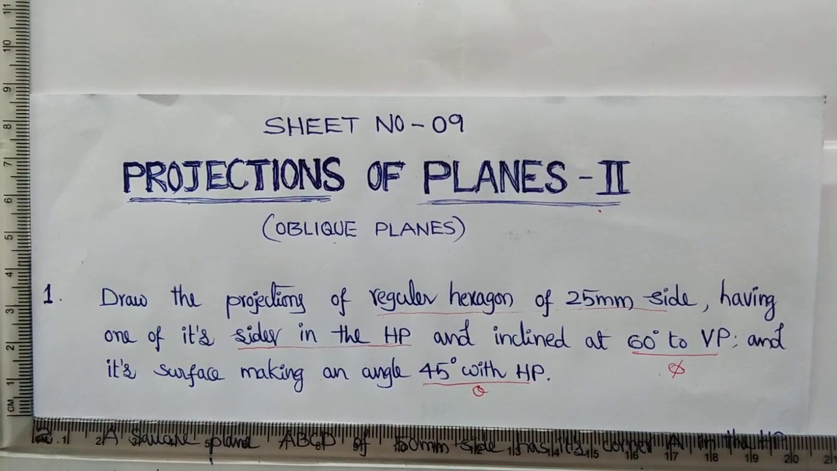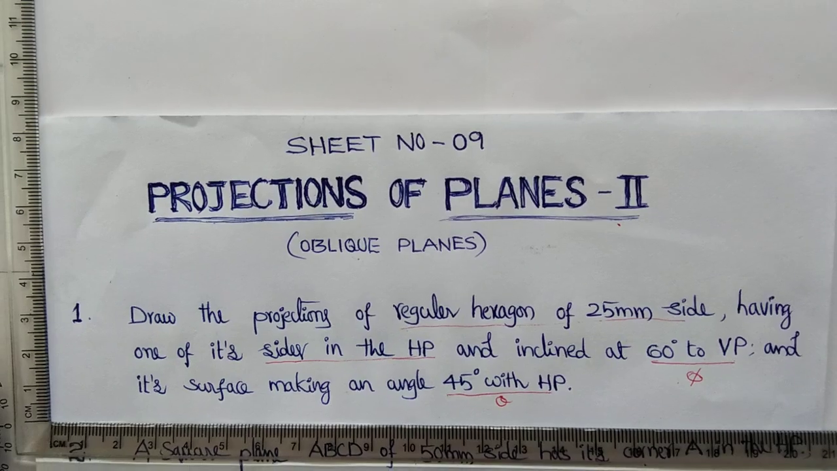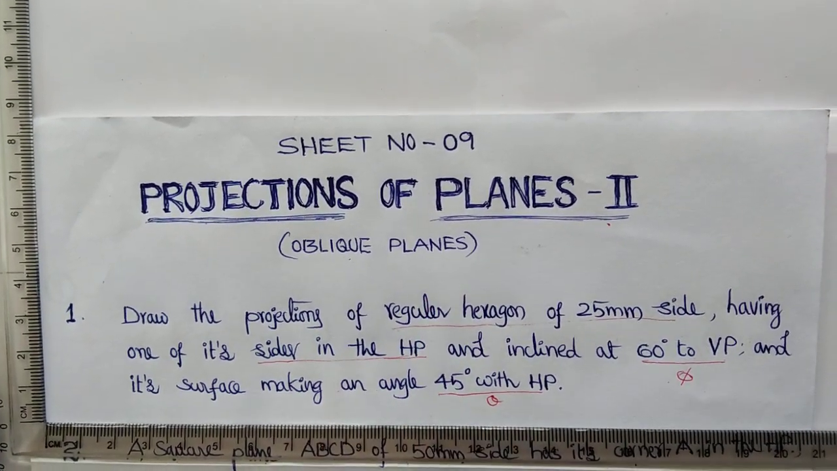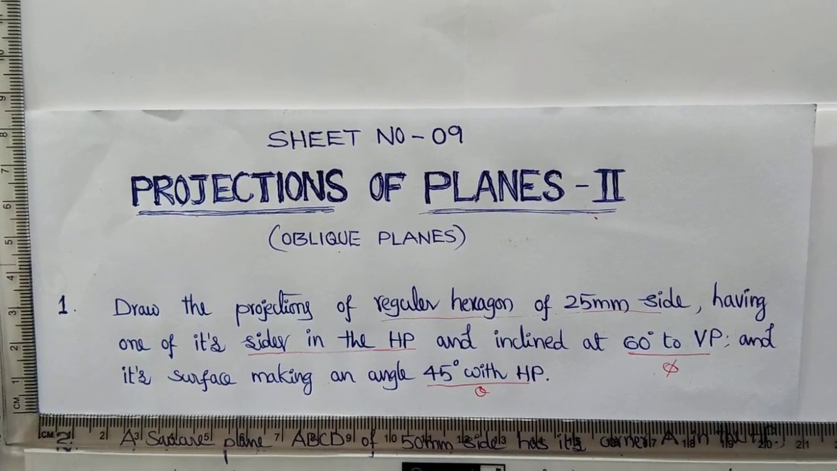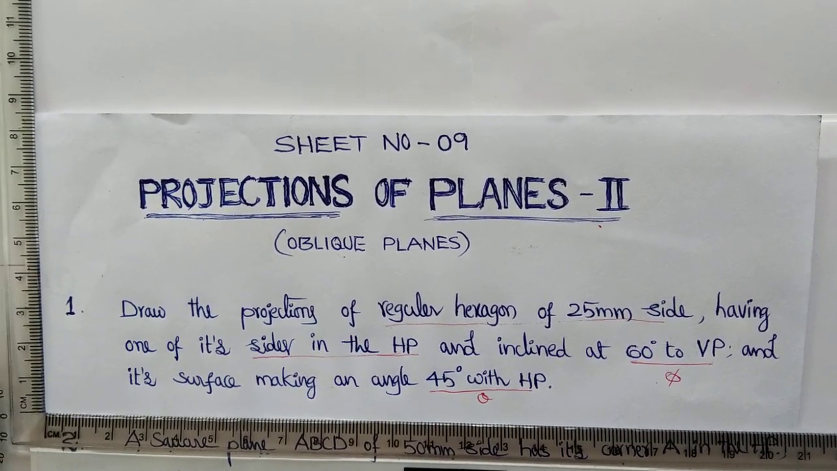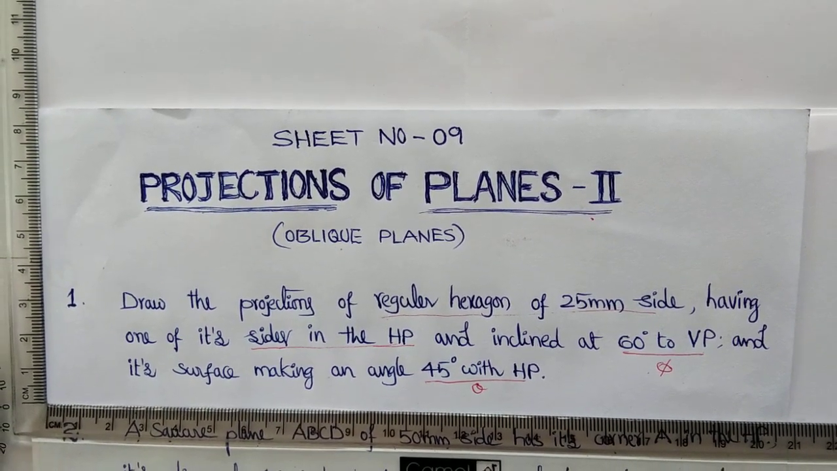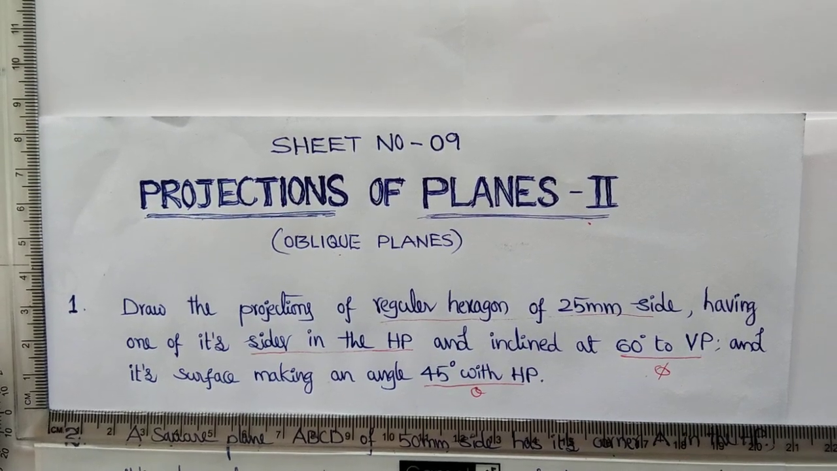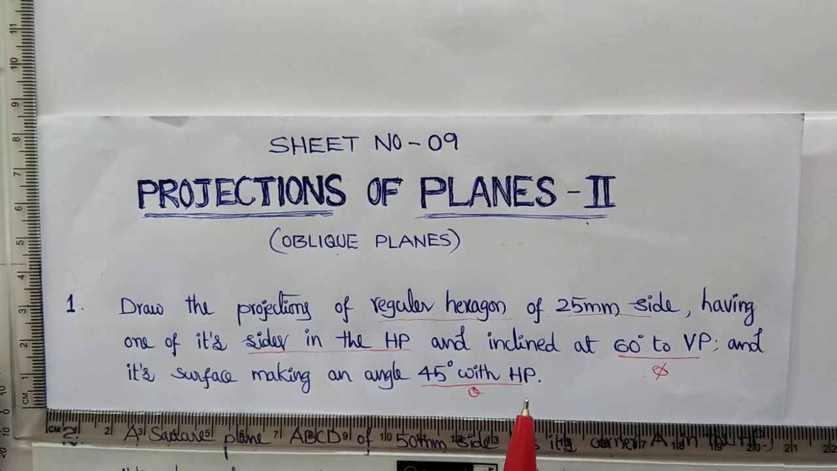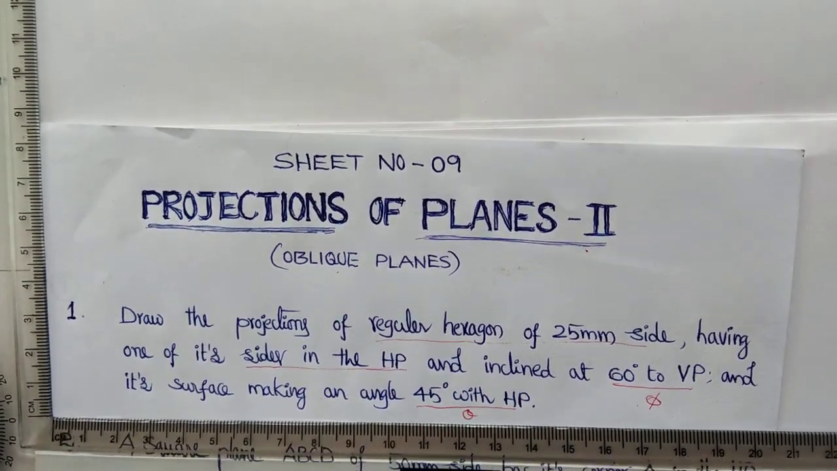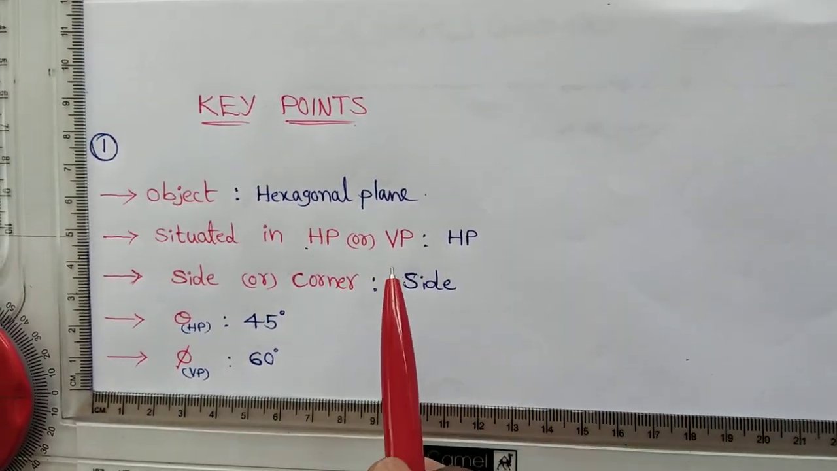Now here, when we are having a problem on oblique planes, sometimes it is complicated to assume the plane surface with respect to the horizontal plane and vertical plane. So here I am going to explain some tricks, similarly some simple methods, to complete this problem. So from the problem here I am taking key points. This is about the key points of problem number 1.